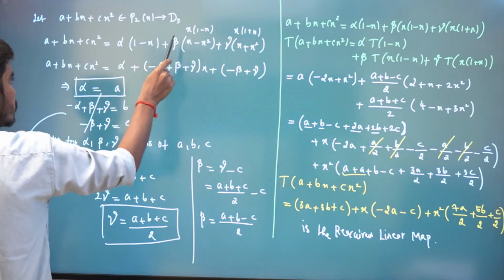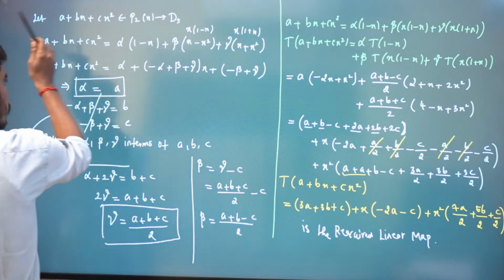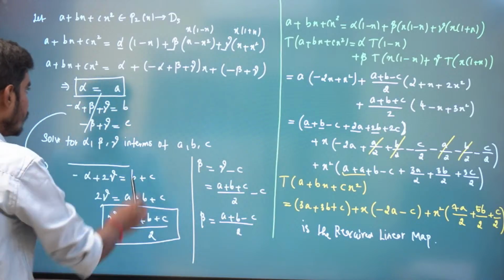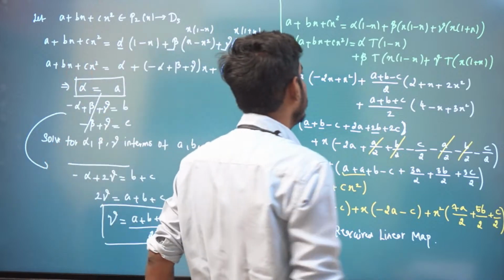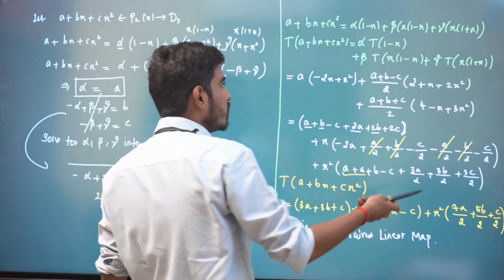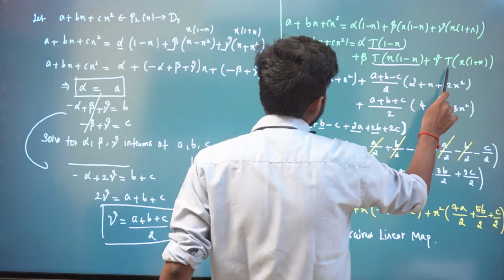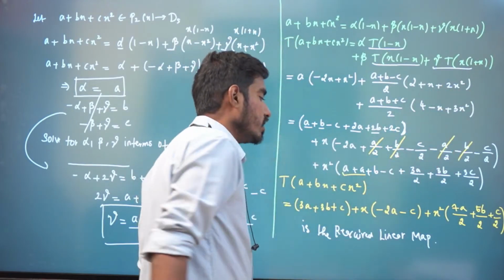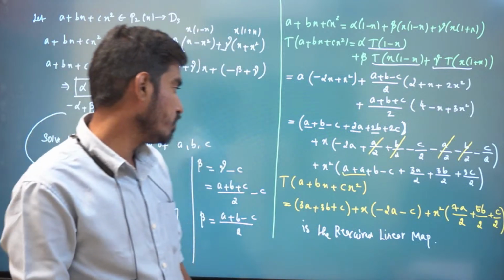So alpha into 1 minus x, beta into x into 1 minus x, gamma into x into 1 plus x. Now we need to solve for this alpha, beta, gamma in terms of a, b, c. Now I'm applying T on both sides. So I can take alpha outside by the properties of a linear transformation, by the definition of a linear transformation. So we know T of 1 minus x, we know T of x into 1 minus x, we know T of x into 1 plus x. We know all this. So you just collect all the like terms, and you'll be getting the general linear map for a plus bx plus cx square.